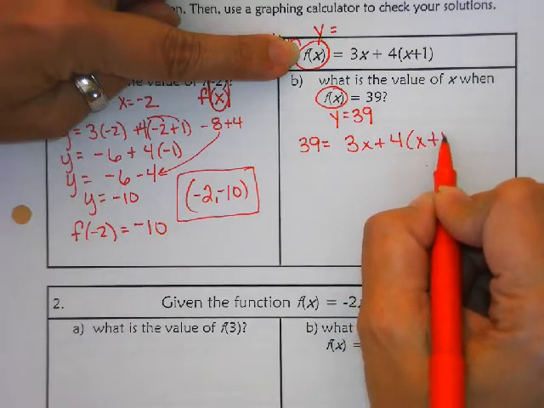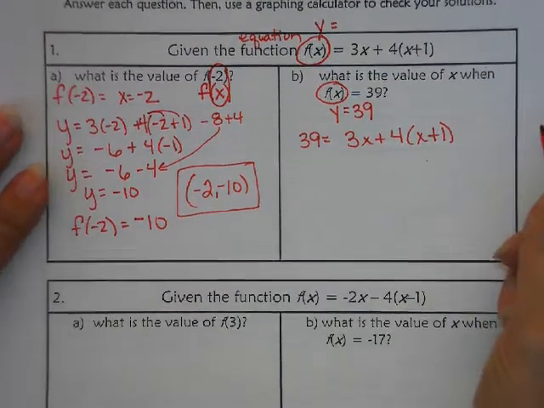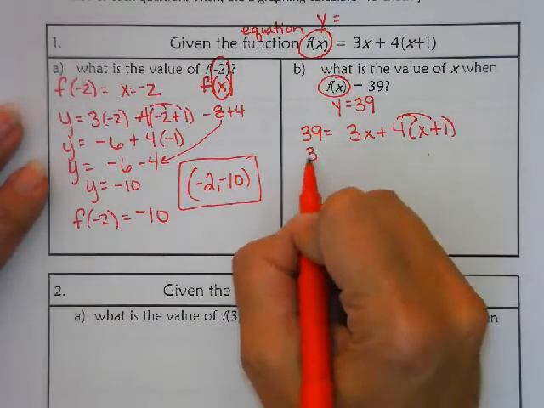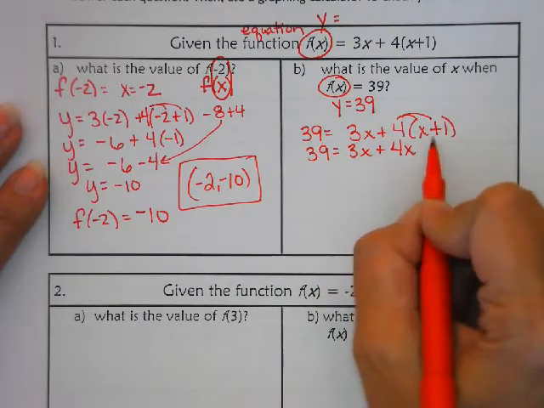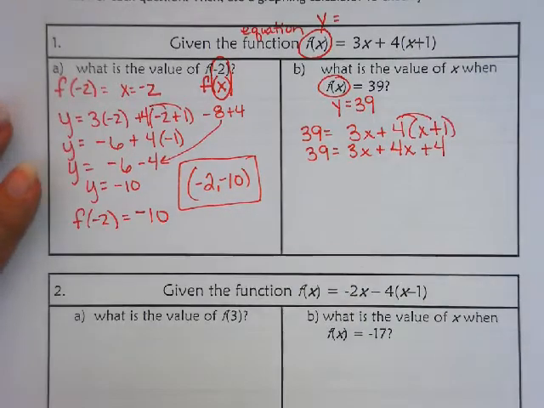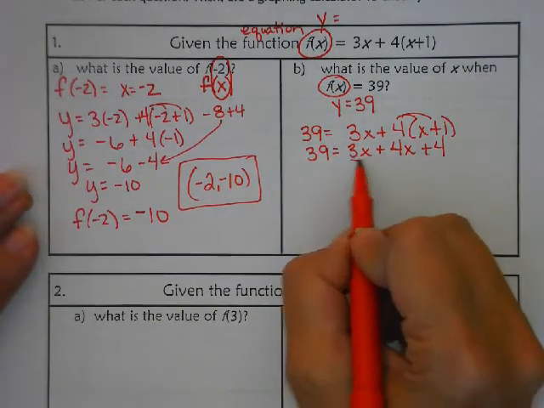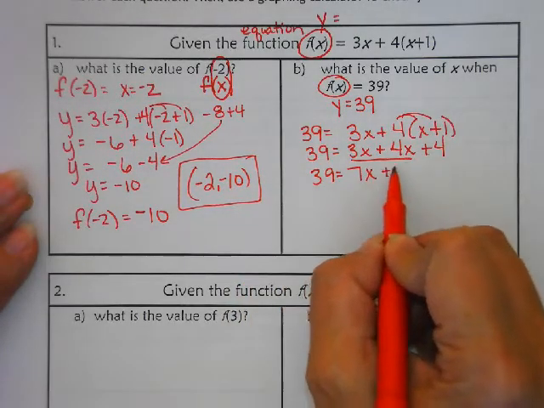And now we need to solve for x. Well, how do we solve for x? What do we need to do first? We got to distribute. So I have 39 equals 3x plus 4x plus 4. What does step 2 say? Collect like terms. Thank you. So I have 39 equals 7x plus 4.